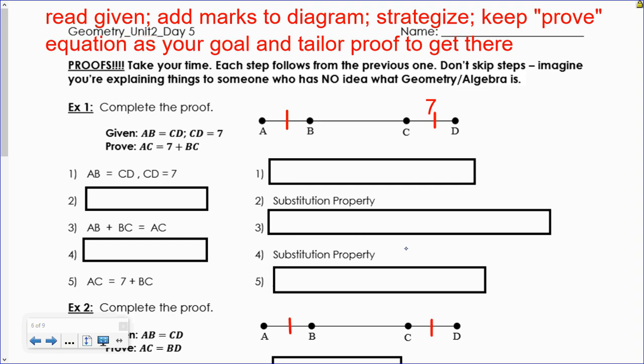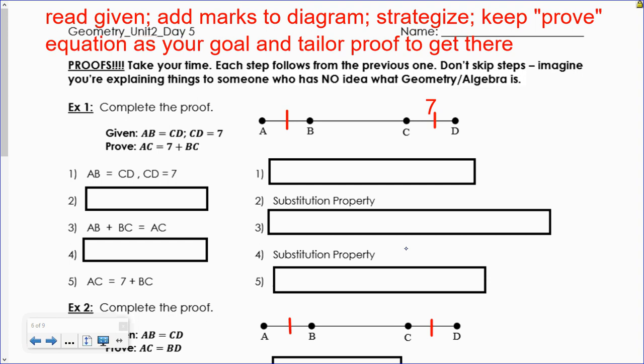So that's basically our proof. You guys just thought through it. Since we know this is 7, we're going to say that this is 7, right? And because we know that AC should be equal to both of these together, we're going to add them together to get them to equal AC. That's basically our strategy. Now we just need to write it out in words, okay?